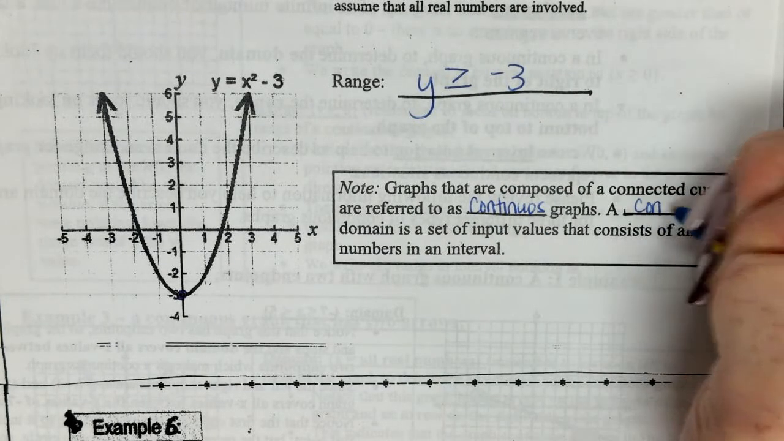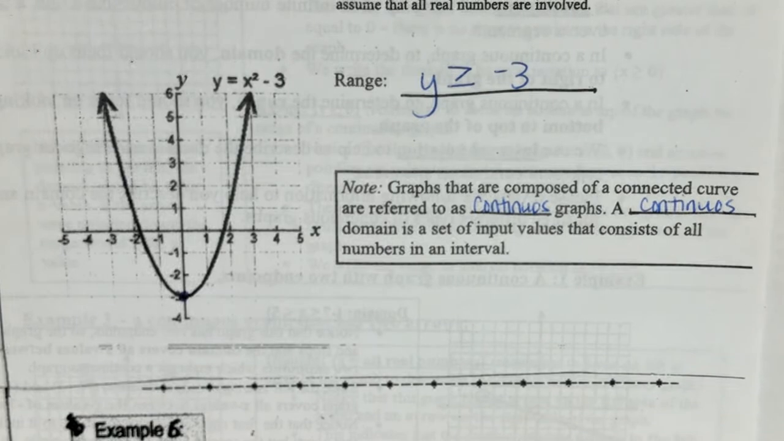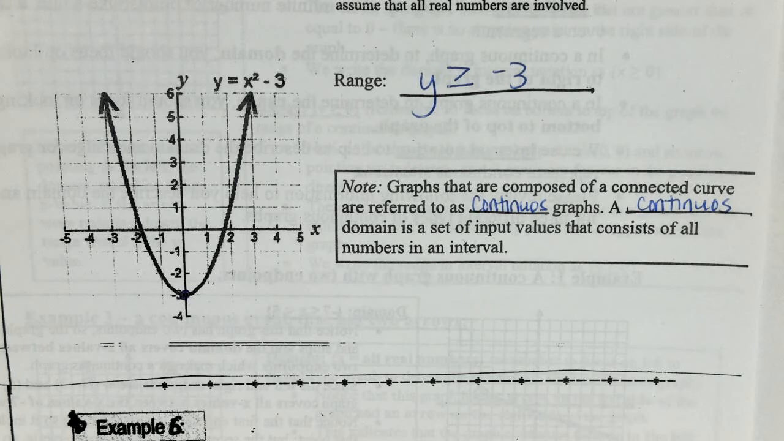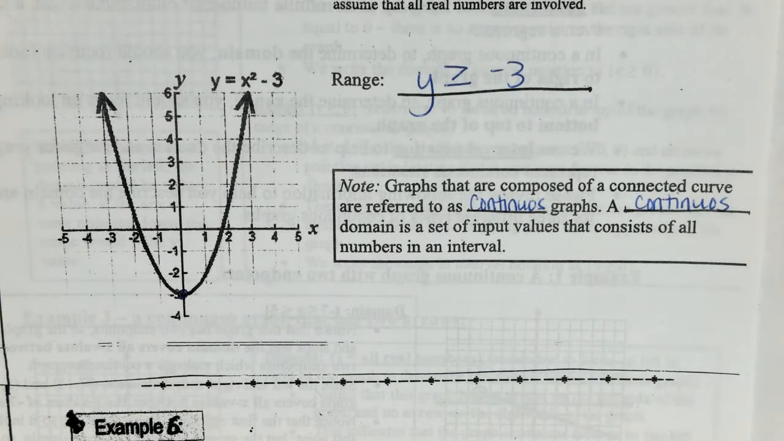A continuous domain is a set of input values that consist of all numbers in the interval, meaning it can be those decimals. But we don't worry about the decimals. What we're saying is y can be anything greater than or equal to -3. So it could be -2.9, -2.8, and so forth, all the way up. Do y'all understand? All right, go to the bottom.